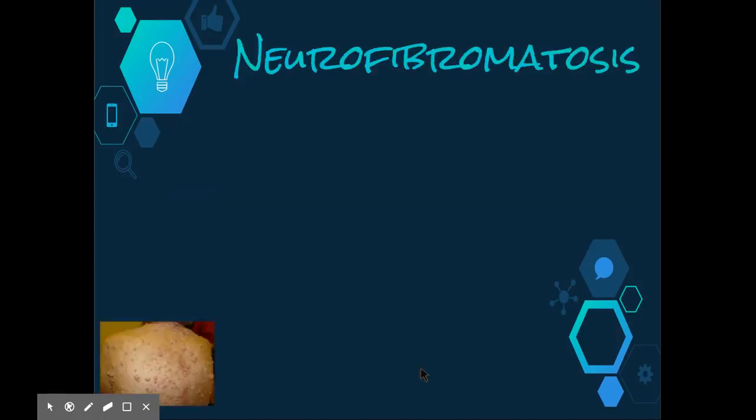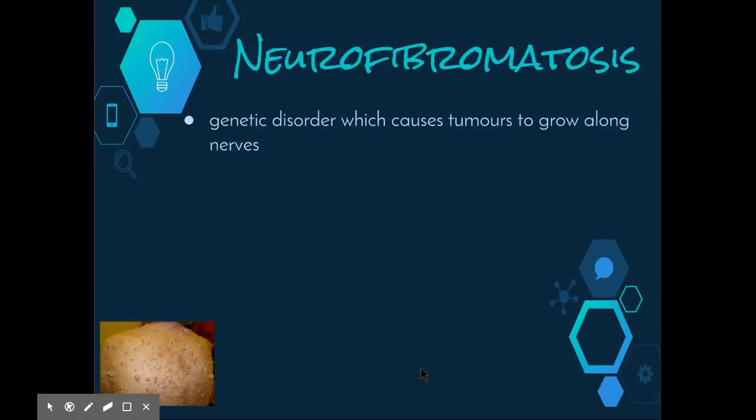The next disease is neurofibromatosis, which can be classified into two distinct types, so NF1 and NF2. So both of these are genetic disorders which cause tumours to grow along the various types of nerves. So as we can see in this picture here, all of these little bulbous type structures on the surface of the skin are actually tumours that are growing along the nerves.